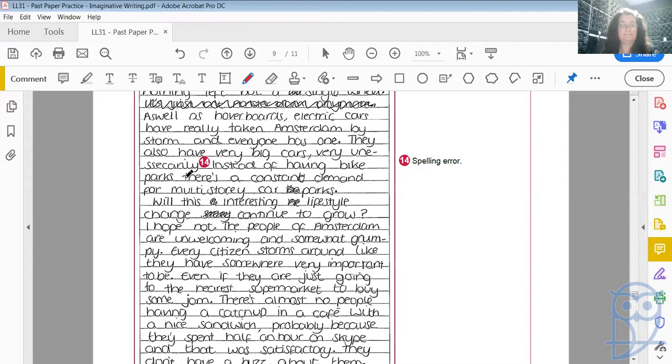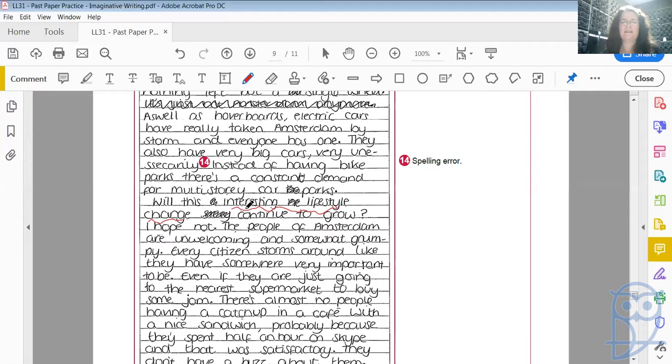And there was a spelling error. Will this interesting lifestyle change continue to grow? Now, this I would have commented on, because everything so far has been seen or portrayed, and I don't know if you agree with me or not, in a negative light. The canals are muddy. Everything has become uniform. There's these big, horrible cars that have taken over the delightful bikes that were there before. And so when the student uses, well, this interesting lifestyle change, is it really an interesting lifestyle change? Or is it a negative lifestyle change?